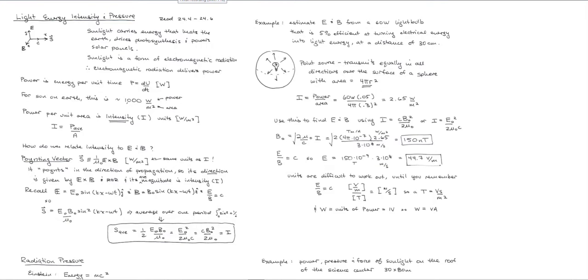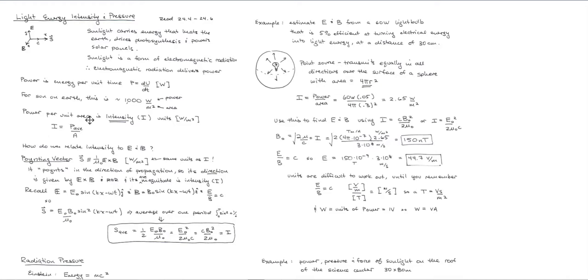Hello, today we're going to be talking about the energy, intensity, and pressure of electromagnetic radiation. Light is one form of electromagnetic radiation, and you know that the light from the sun delivers power to the earth because it heats up the earth and feeds the plants and powers solar panels and so on. And power is energy per unit time.